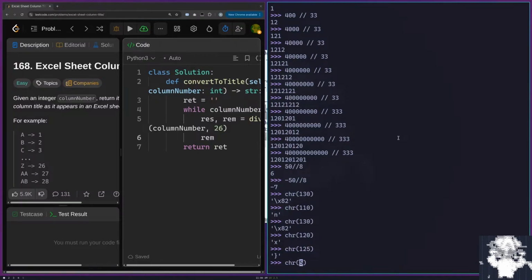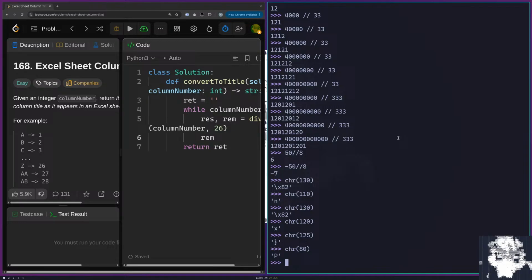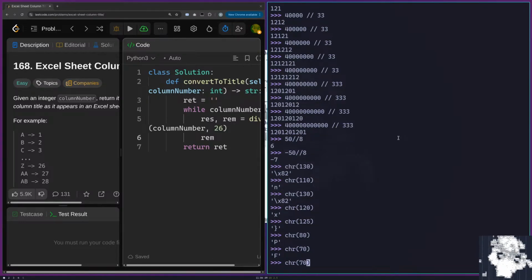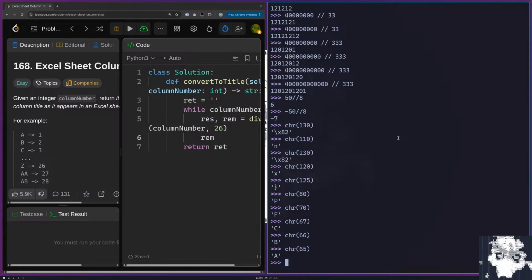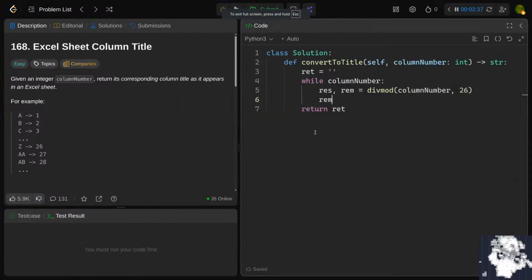Where are the capital numbers? They're around like 80. Or the capital letters, I mean. 70, 67, 66. Okay, so 65 is a capital A. So we want plus 65. So I guess we do want plus 65 because the remainder could be 0. So ret plus equals CHR of remainder plus 65.